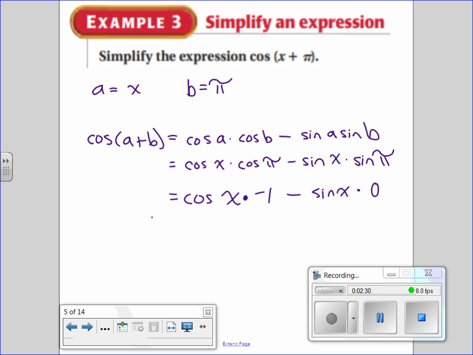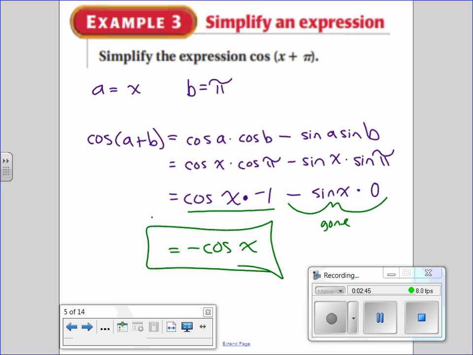So what do you think will happen right here if this term is getting multiplied by 0? It's going to go away. So that's gone. Right here, just to kind of clean this term up a little bit, I would just write it negative cosine x, but that's about as simplified as it's going to get. Okay, that's it for that problem.